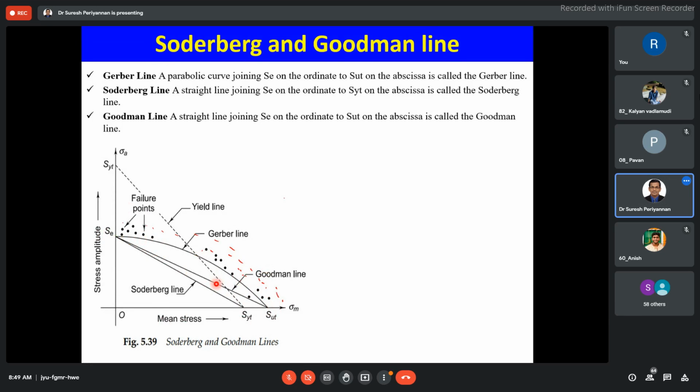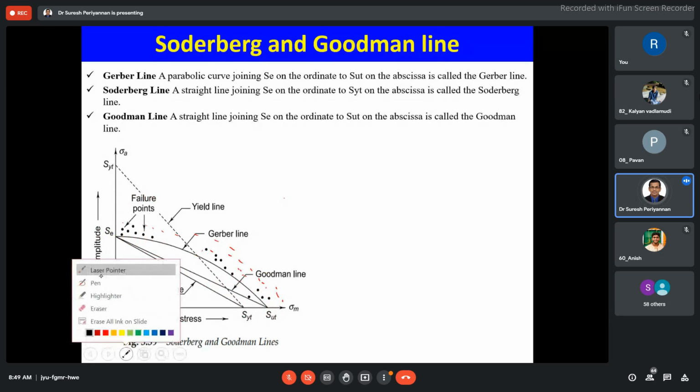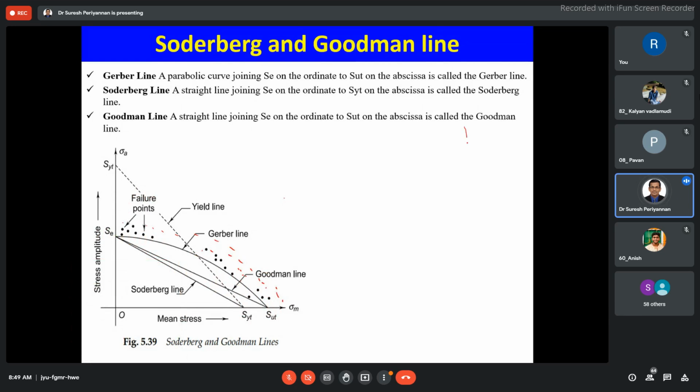Now, as per the simple tension test, in the stress-strain curve, this is our elastic region. This is the proportional limit, elastic limit, then the yield point. We may allow a maximum up to the yield point. When the material reaches the yield point, plastic deformation starts.